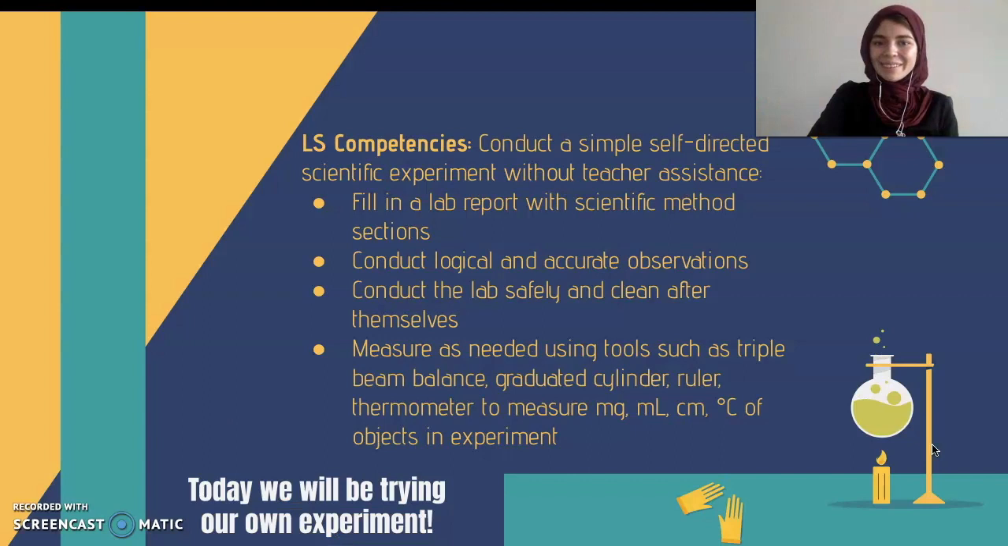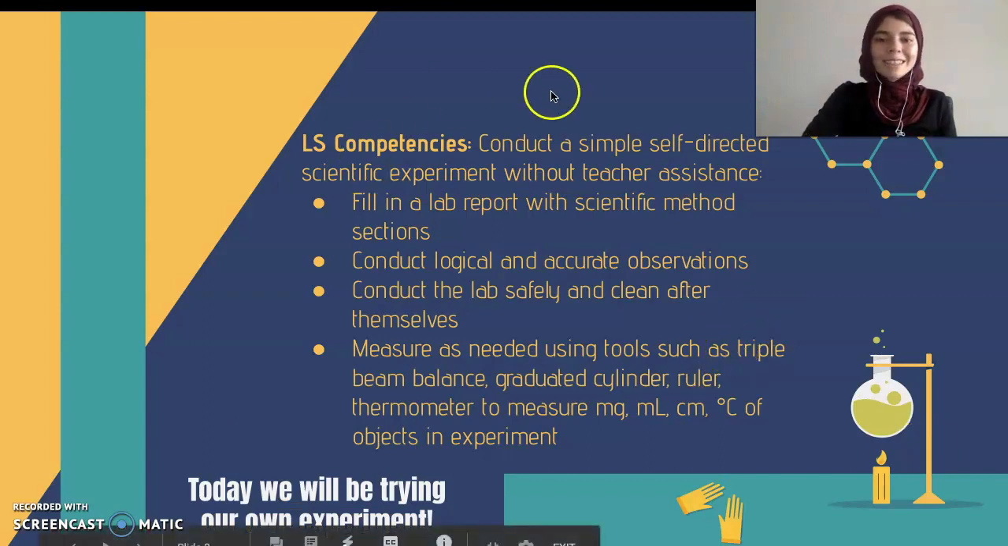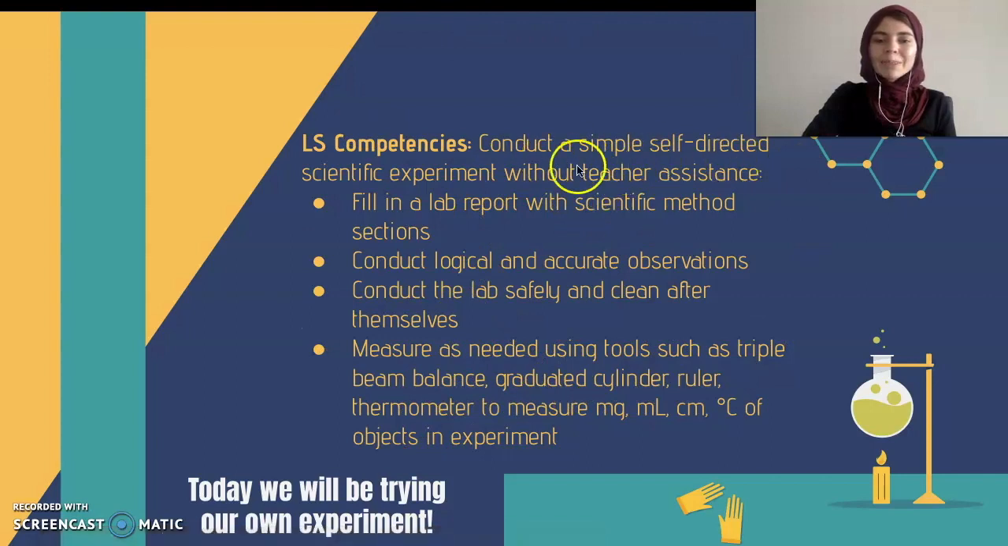So let's do a little bit of review here, just to go off the competency that we're going to be studying today. Conduct a simple self-directed scientific experiment without teacher assistance, fill in a lab report using scientific method sections, conduct good observations, be safe, be clean, and measure as needed using these tools. So here is our 7th grade competency, but for 8th grade, of course, you have to know how to do this as well. And today we're going to be doing this in the context of our own experiment.